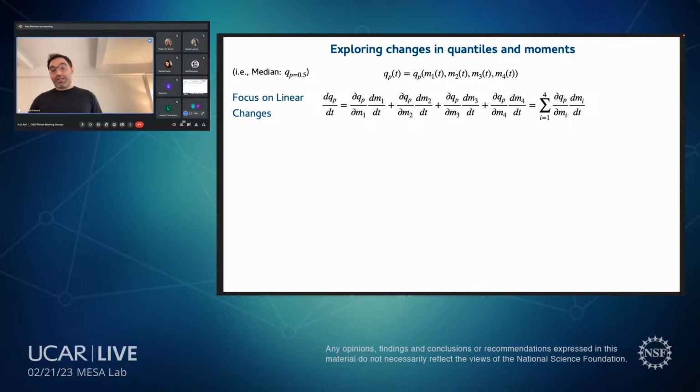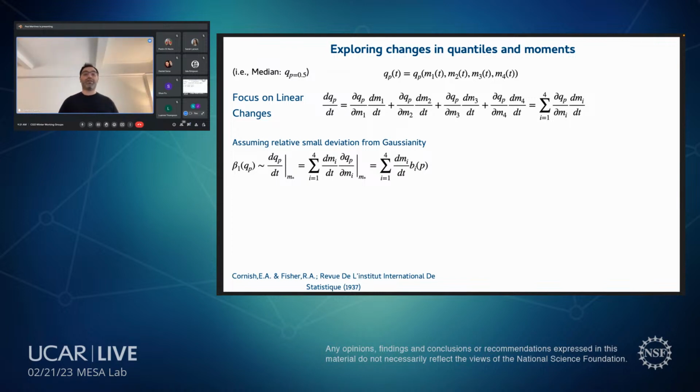And we focus on linear changes, and you can write it down simply as the derivative of the quantile over time, and what you will see is that changes in quantiles depend on the change in the quantile over each one of the moments, and then the change in the moments over time, by simple application of the chain rule. Next slide.